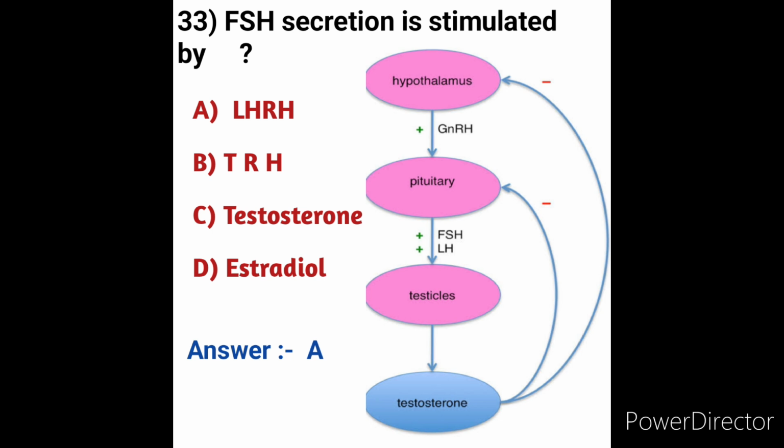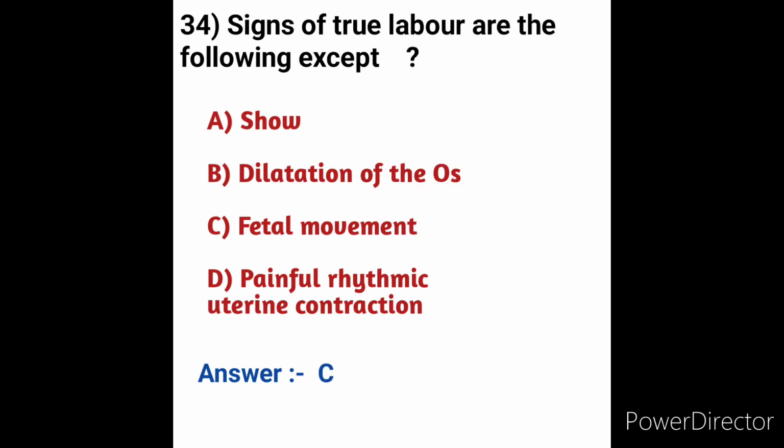Next, move on to question number 34. Signs of true labor are the following except. What are the signs of true labor? In the following options, one is the exception for the signs of true labor. Option A, show. Option B, dilatation of os. Option C, fetal movement. And option D, painful rhythmic uterine contractions.